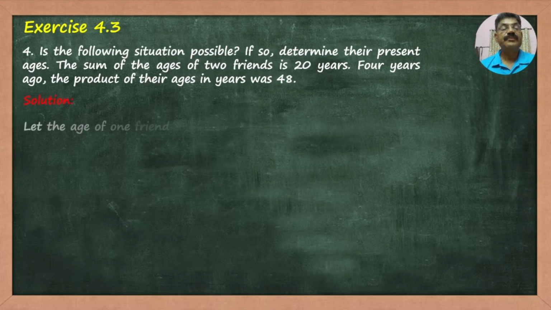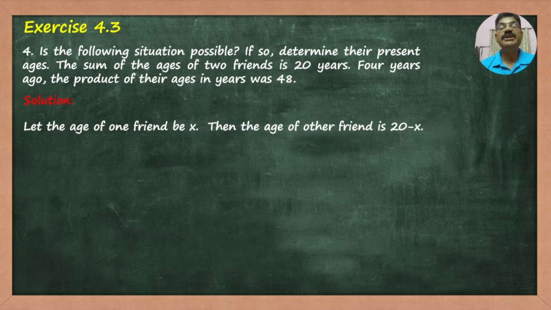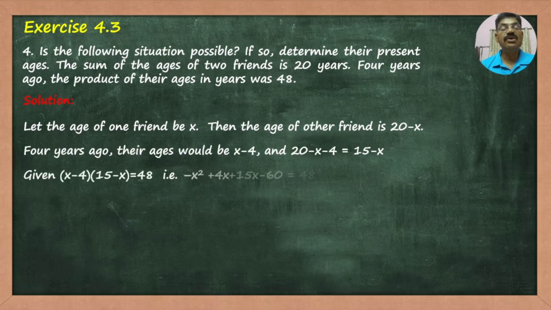Solution. Let the age of one friend be x. Then the age of the other friend is 20 minus x, because their sum is 20, given. Therefore, if one friend's age is x, then automatically the other friend's age is 20 minus x. 4 years ago, their ages would be x minus 4 and 20 minus x minus 4. Therefore, one is x minus 4 and the other one is 16 minus x. Given their product is 48. Therefore, x minus 4 into 16 minus x is equal to 48.